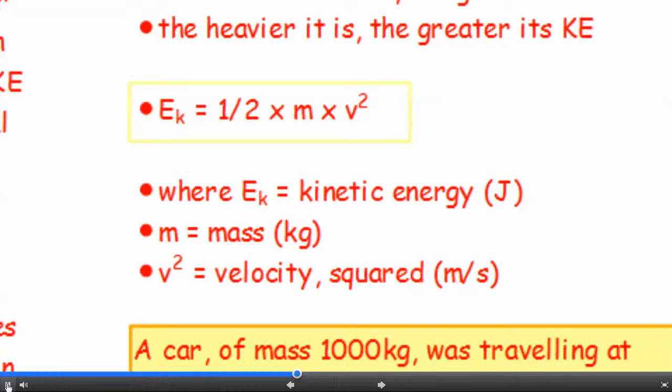Here's the equation that you'll find on your equation sheet. Again, can't make a triangle out of this because there's 4 quantities in it. So E with a little k, kinetic energy, equals half times mass times velocity squared. Now people always forget to square the velocity. You must remember v squared.